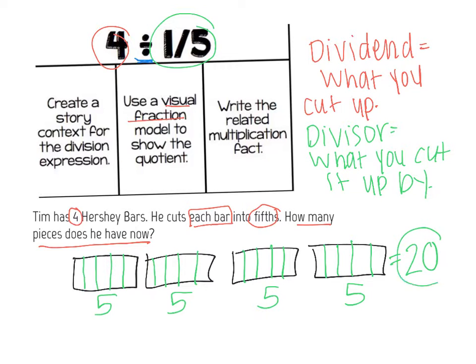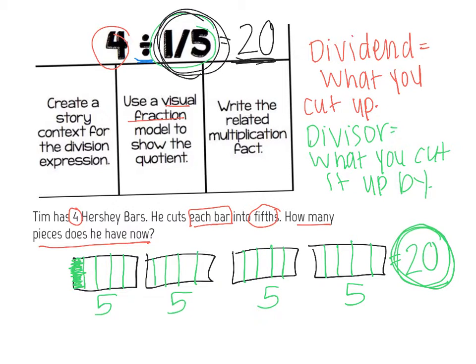candy. Now, these 20 pieces are going to be smaller than the 4 we started with. Each one is just going to be a fifth of one of the candy bars, but I have a total of 20. So the answer to the division problem, 4 divided by 1/5 equals 20. Notice how I'm getting bigger. Normally, when we think about division and we think about whole numbers, we get smaller when we divide. But when we divide by a fraction, our quotient is going to be larger because I'm splitting something up into even smaller pieces. Therefore, I can have more of them.